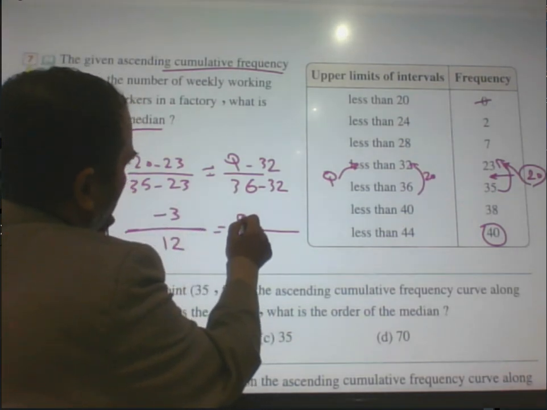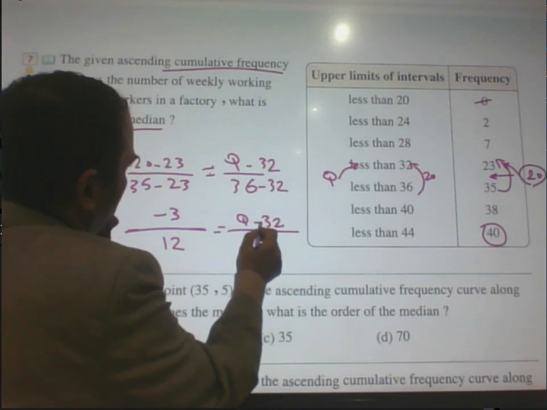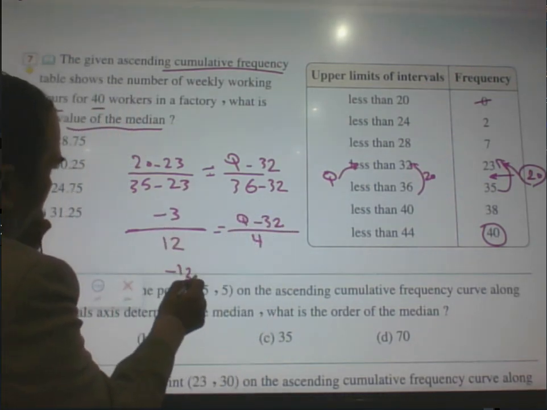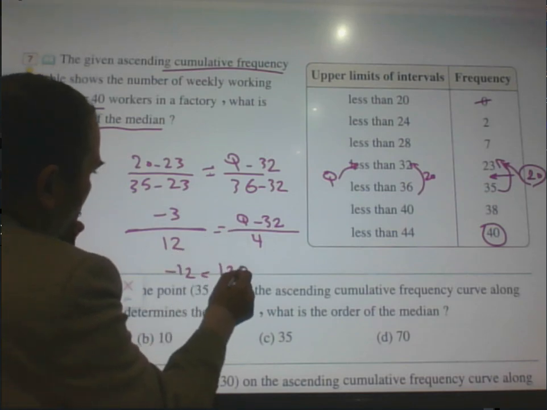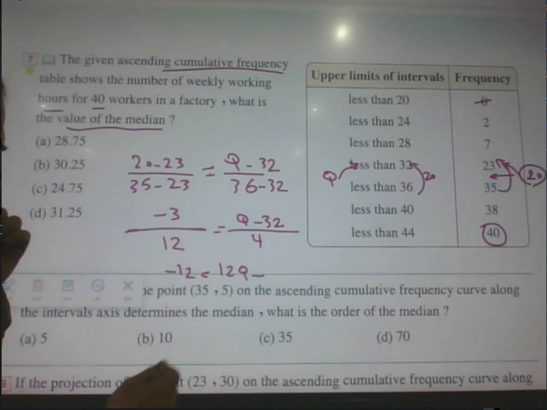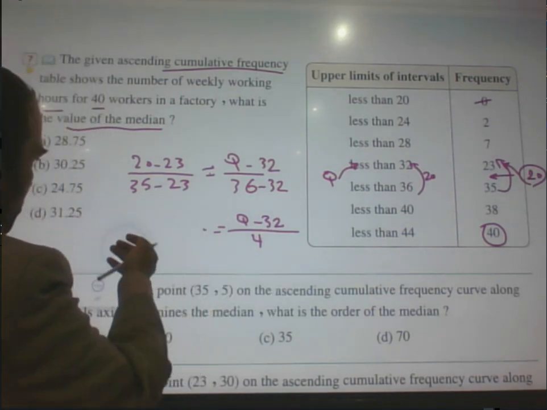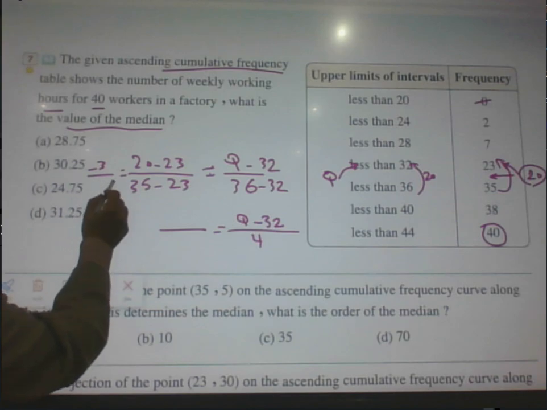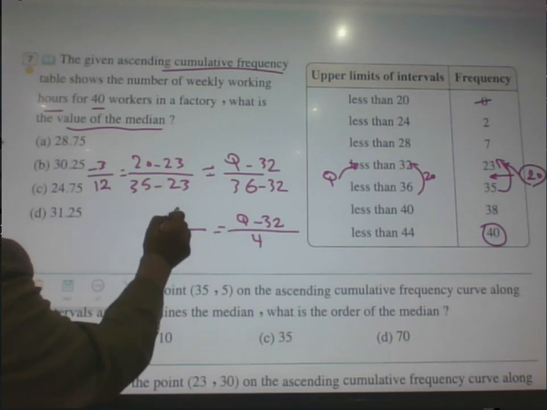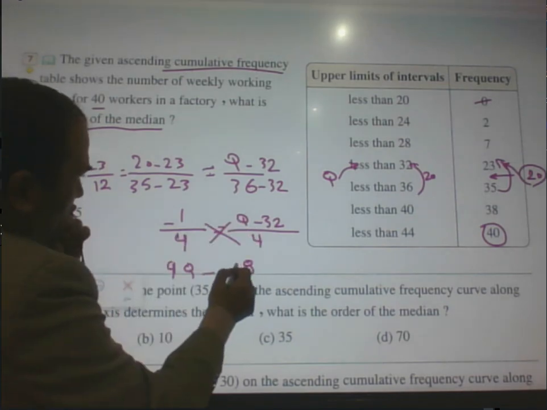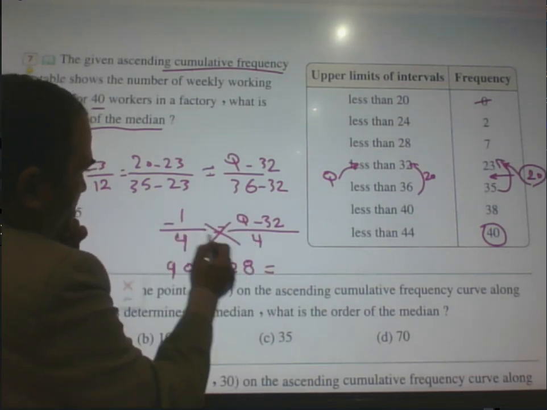And here, Q subtract by 32 over 36 minus 32 equal 4. 4 times negative 3, it will be negative 12. And 12 times Q equal 12Q subtract by 12 times 32. Or you can simplify this example. This number was negative 3 over 5 minus 3 equal 2, 1. 3 divided by 12, 1 over 4, and write negative.